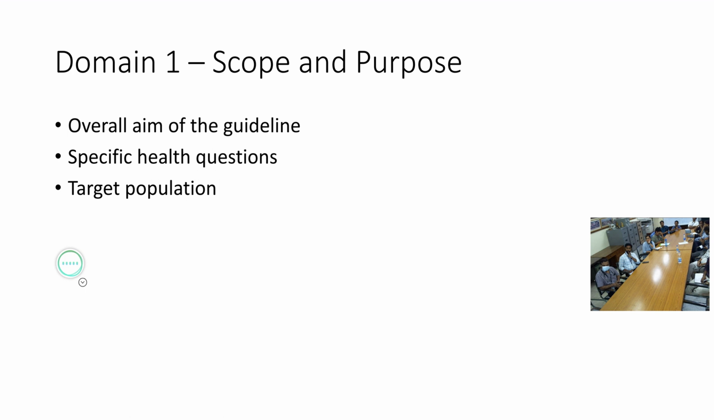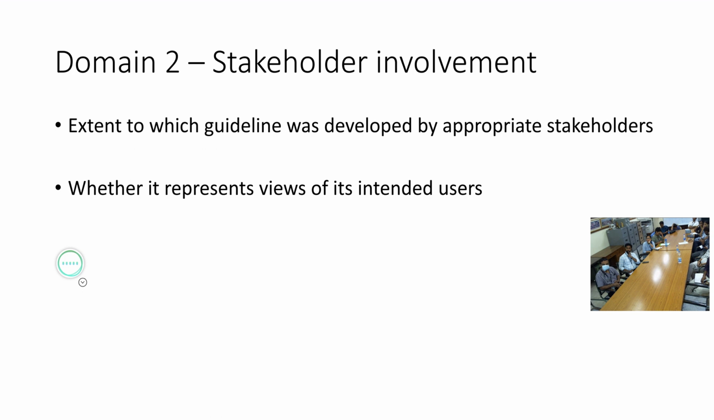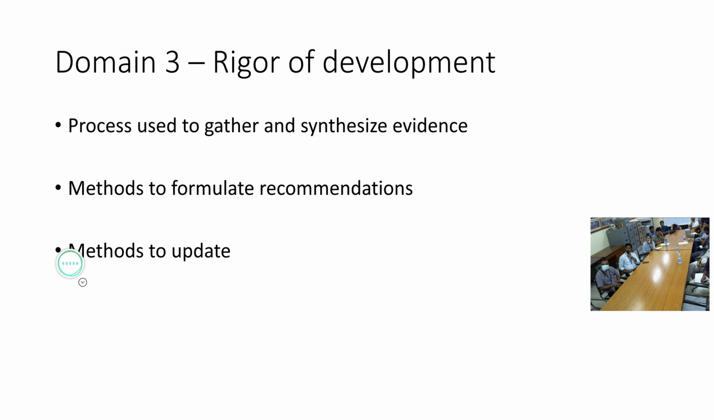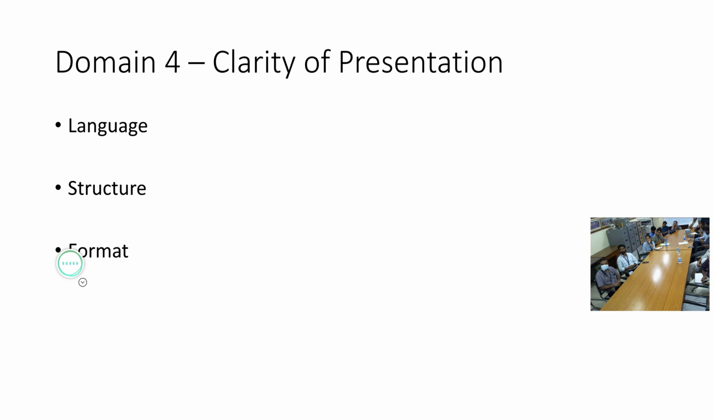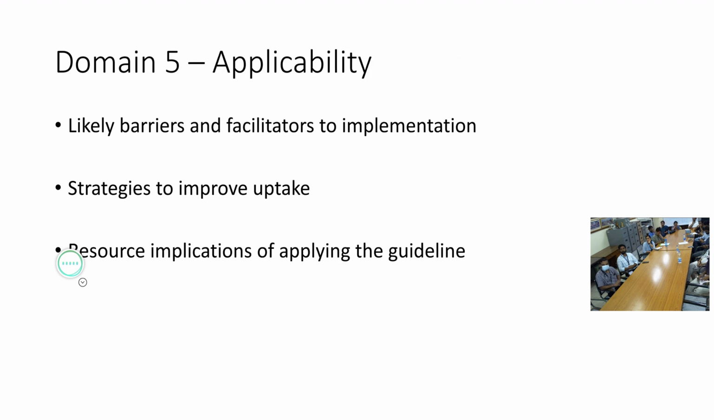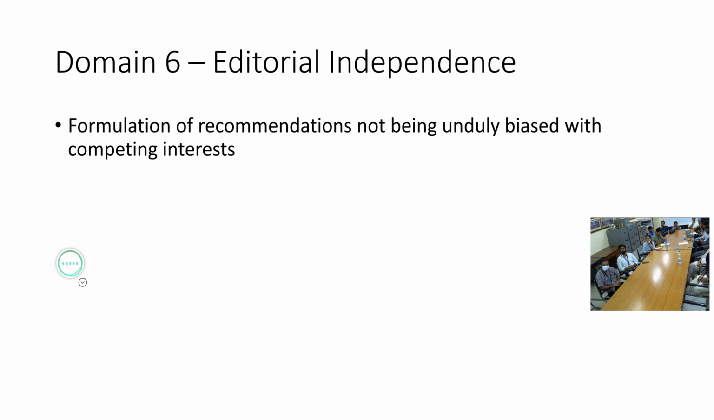So the first domain looks at the scoping and the purpose of the guidelines. The second domain looks at who the people were who were involved in making the guideline and who it was targeted to. The third one looks at how well they looked at the evidence and how the evidence was formulated, and whether they have mentioned any ways to update the recommendation once new evidence comes. The fourth one looks at how clear the recommendations were as part of the guideline. The fifth one looks at how implementable these recommendations are. And the sixth one looks at conflicts of interest.